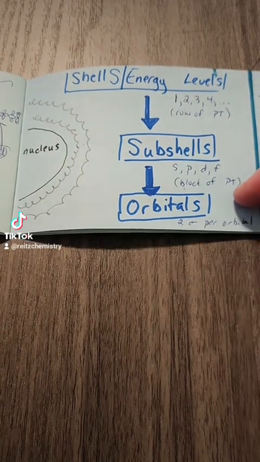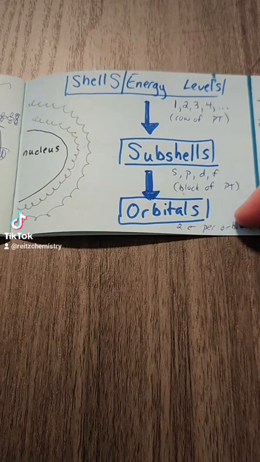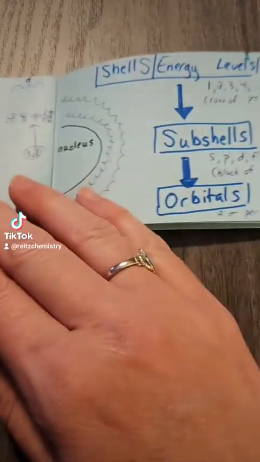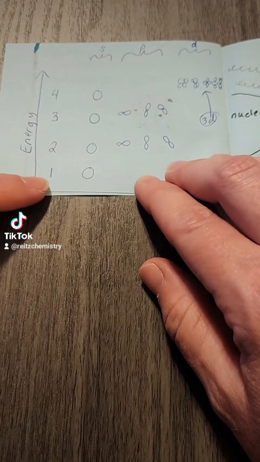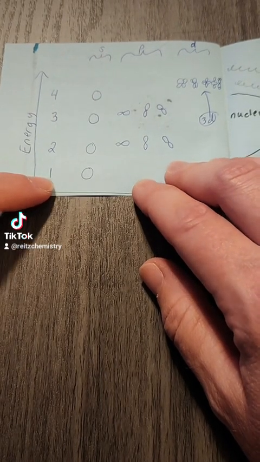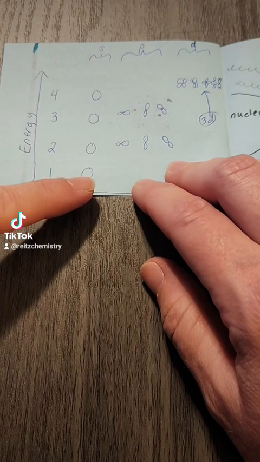Within your subshells, you have a certain number of orbitals, and then each orbital can hold up to 2 electrons per orbital. So let me show you what this looks like in terms of energy. In the first energy level, which is the one that will be closest to the nucleus, you've got one subshell that contains 1 orbital. That is the S. So this is the 1s.